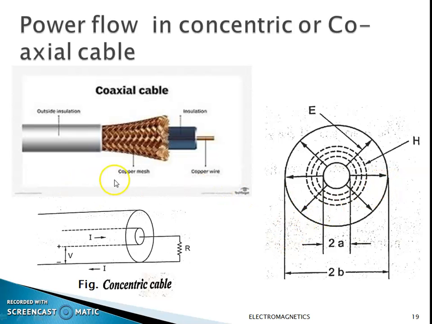The radius of the inner conductor is taken as A, and the radius of the outer conductor is taken as B, and both are copper conductors. Here 2A represents the diameter of the inner conductor, since the radius is A, and 2B is the diameter of the outer conductor, since the radius is B. Okay, that is about this figure.